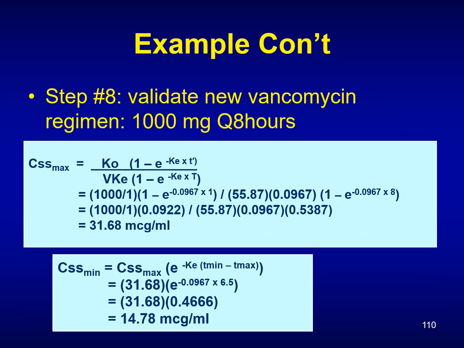Step 8, we have a rounded regimen now. We need to validate this new regimen in the sense that we need to know what is the true Cmax and C minimum we come up with this regimen. Are they still within target despite our rounding?